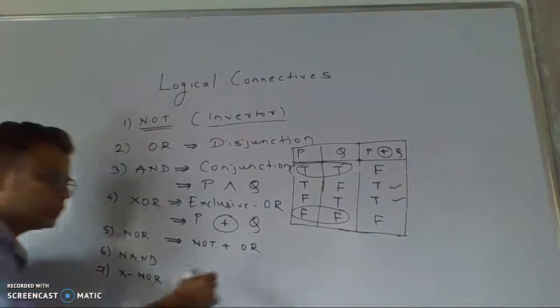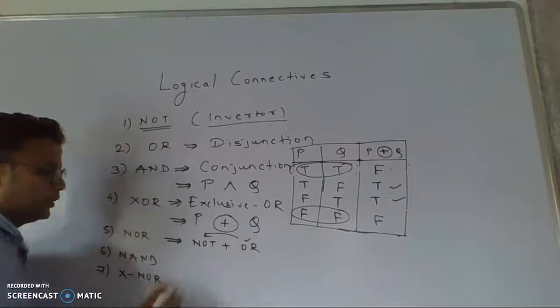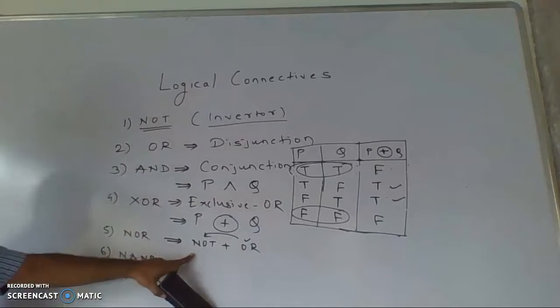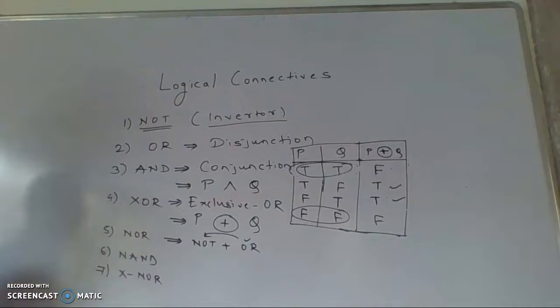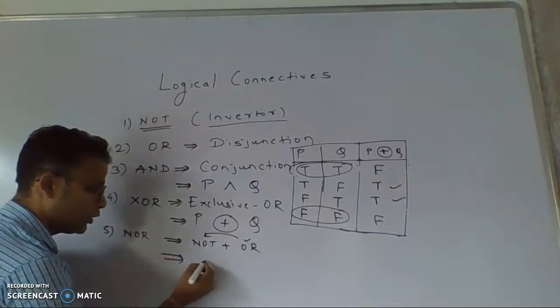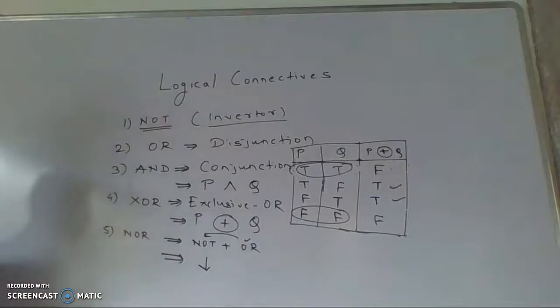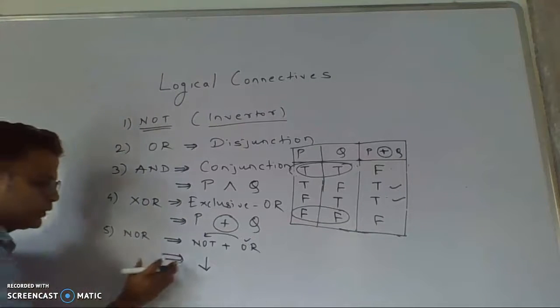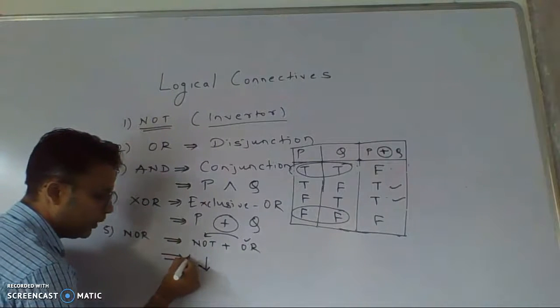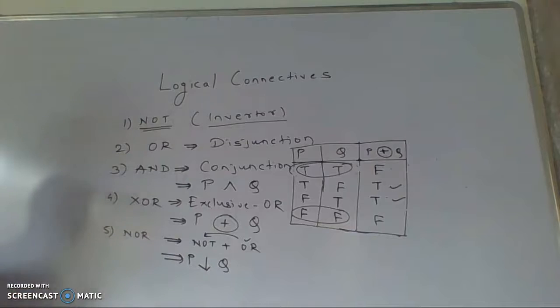NOR means NOT plus OR. It means you first find the truth table of OR and then negate it, applying the NOT operation on that. Then how to denote NOR? NOR is denoted by this sign, a downward arrow. The downward arrow is used to denote NOR. For example, if you have P NOR Q, then it is denoted like this.